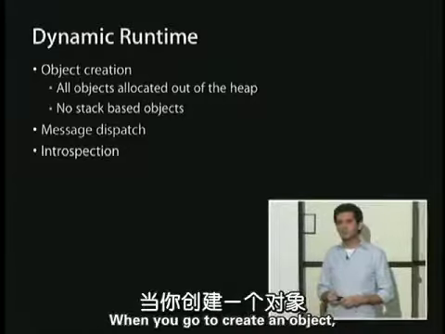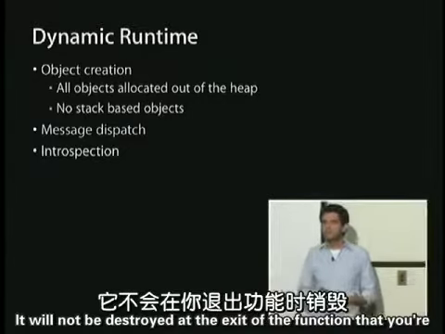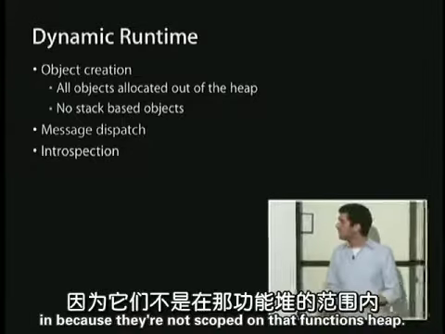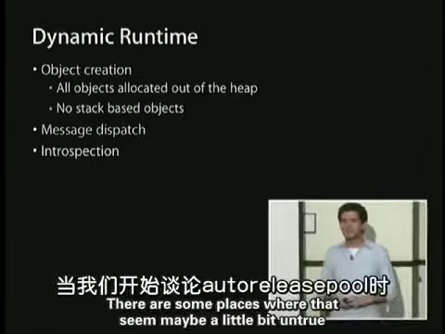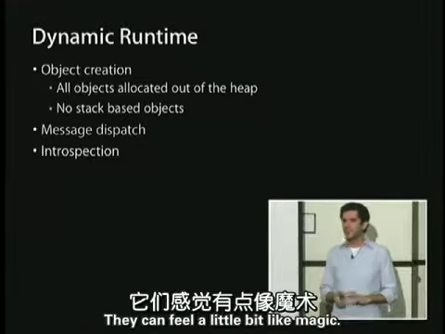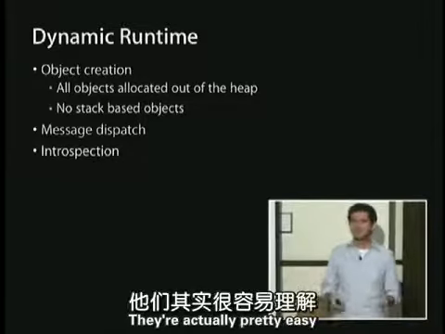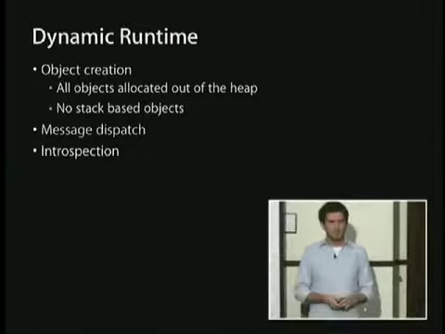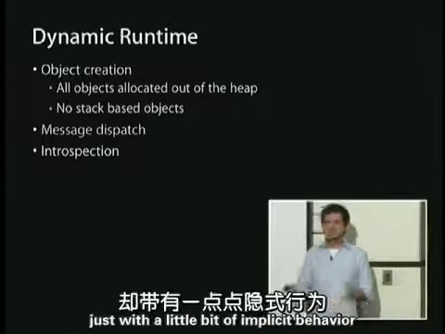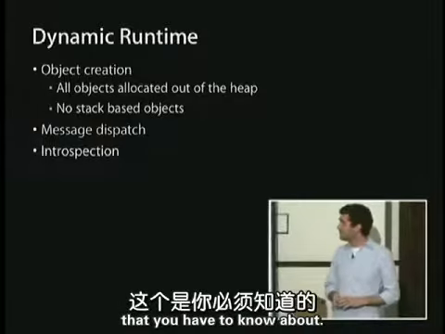When you go to create an object, it's going to live until you destroy it. It will not be destroyed at the exit of the function that you're in, because they're not scoped on that function's heap. There's some places where that seems maybe a little bit untrue when we start talking about auto-release pools. They can feel a little bit like magic. They're really not. We'll talk about them later. They're actually pretty easy to understand once you know exactly what they're doing. But they're still explicitly managing memory, just with a little bit of implicit behavior that you have to know about.